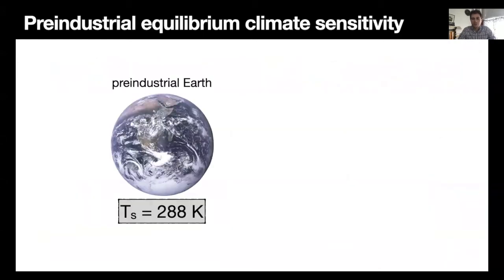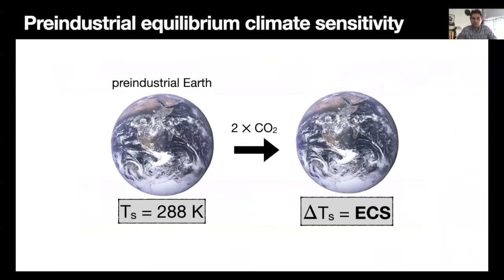And you might not be used to thinking about ECS as a state-dependent quantity, because when we talk about ECS, we're most often focused on the pre-industrial Earth. You take the pre-industrial Earth with a surface temperature of 288 Kelvin, double carbon dioxide, and the equilibrium warming you get is what we could call the pre-industrial ECS. And of course, that's the most immediately relevant quantity to humans living today.